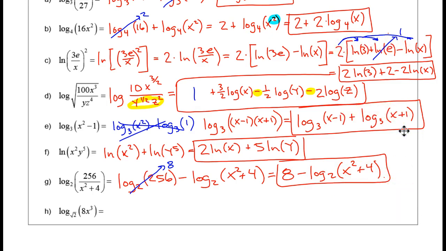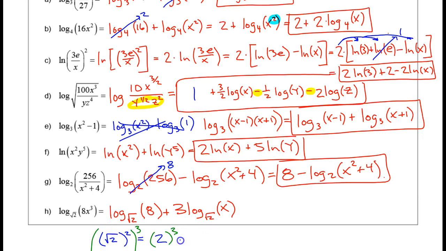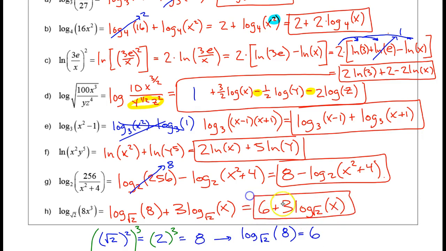All right, last one here before we flip to page 2. I got the log base root 2, holy cow, that's a strange base, of 8 times x cubed. So let's take a look at what we got here. There you have it, folks. Final answer here for part H is 6 plus 3 times the log base root 2 of x. And hopefully you follow along with my little work there at the bottom to show you why the log base root 2 of 8 is 6. All right, folks, let's shut it down and look at page 2.